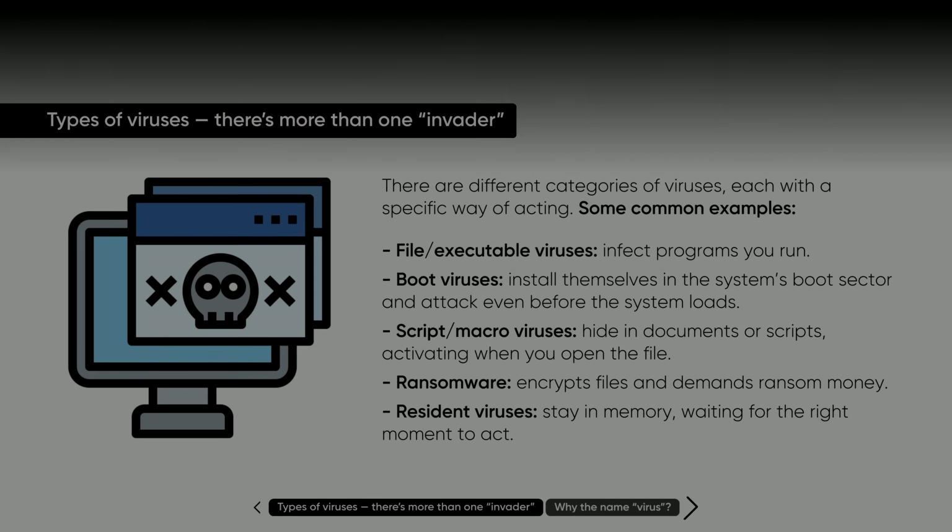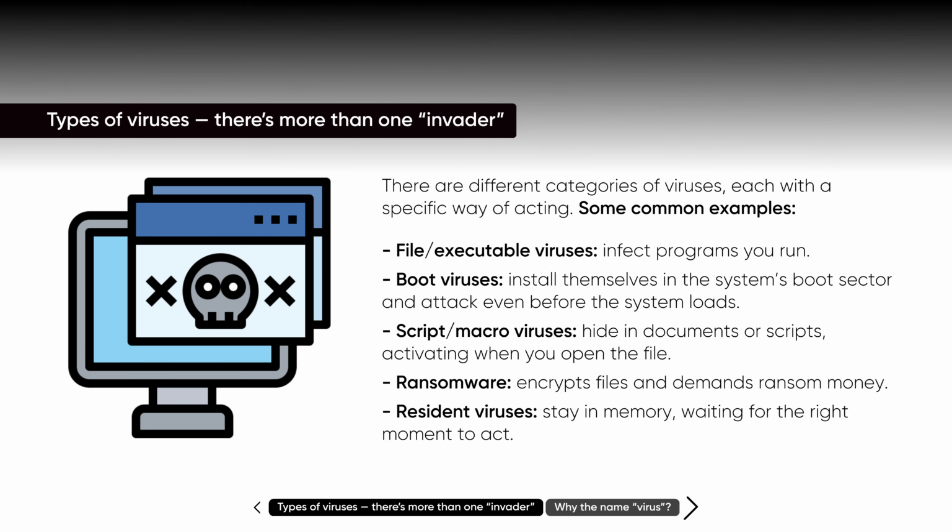Types of viruses. There's more than one invader. There are different categories of viruses, each with a specific way of acting. Some common examples. File/executable viruses infect programs you run. Boot viruses install themselves in the system's boot sector and attack even before the system loads. Script/macro viruses hide in documents or scripts, activating when you open the file. Ransomware encrypts files and demands ransom money. Resident viruses stay in memory, waiting for the right moment to act.